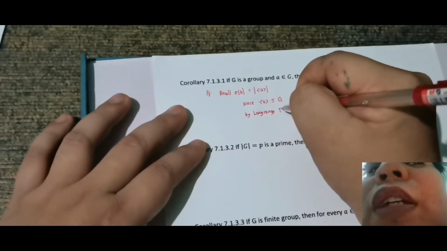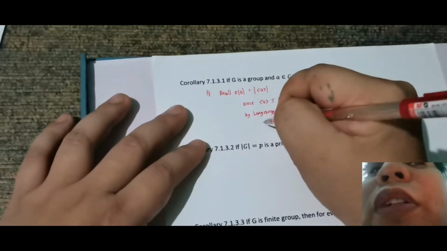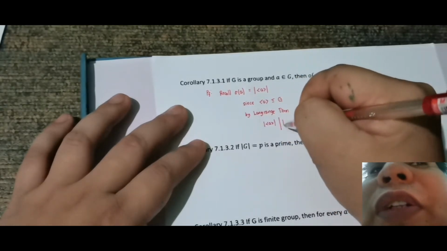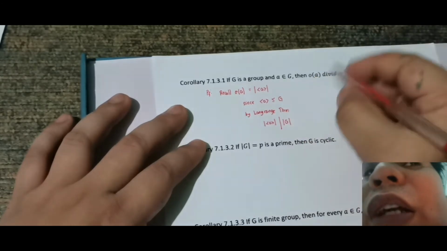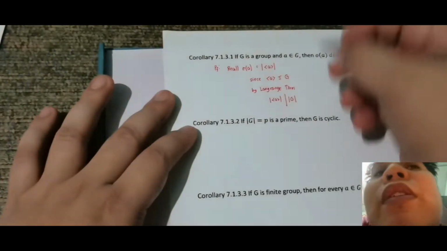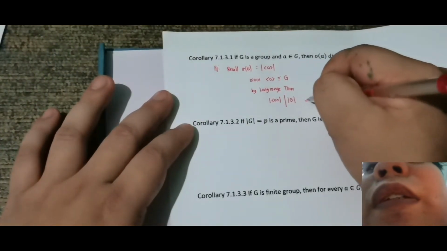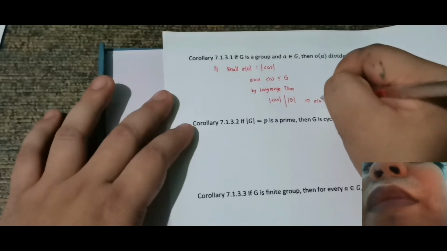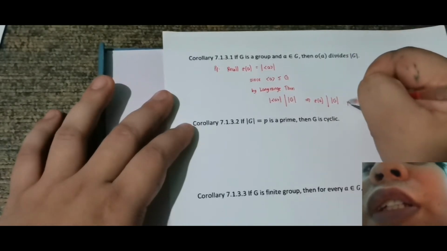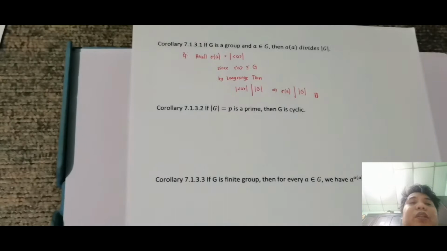the order of the cyclic subgroup generated by A divides the order of G. Okay? So, the order of the cyclic subgroup generated by A divides the order of G. Therefore, this implies that the order of A divides the order of G. So, this is done. Okay? So, napakasimple. So, now, let's have 7.1.3.2.